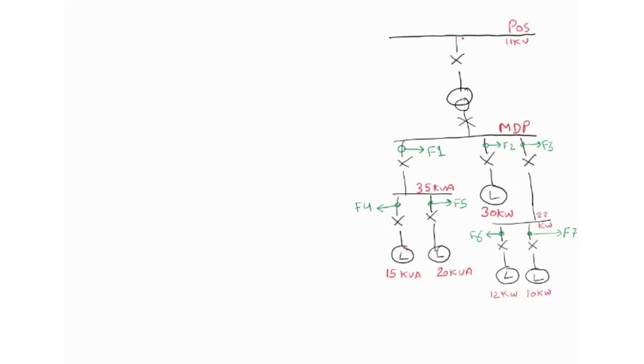We are getting supply by this feeder, and this feeder is connected directly to the primary of the transformer. This transformer is used to step down the voltage of the power system, which is at 11 kV, to the utilization level, which is 0.415 kV, or simply you can write it as 415 volts at the secondary side of the transformer.